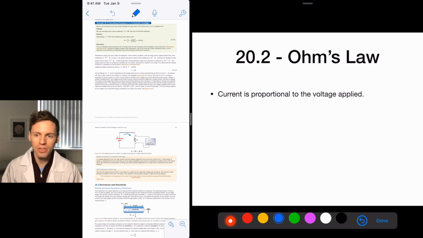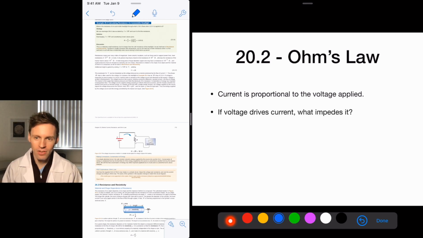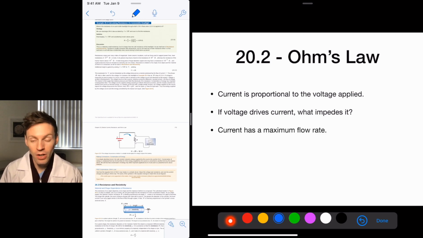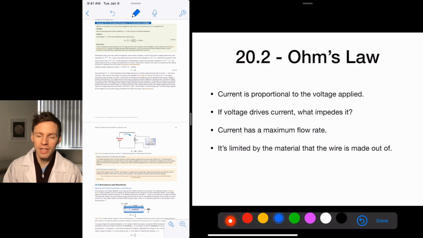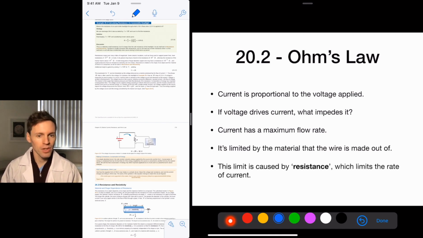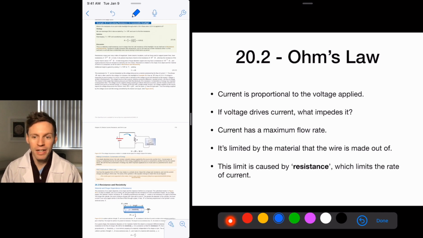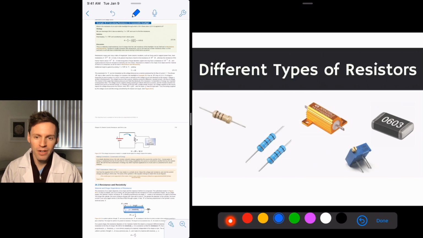Current is proportional to the voltage applied. If voltage drives current, what impedes it? Okay, so the more voltage we apply to something, the more current we can get, but why don't we just instantly get all the current? What stops it? Current has a maximum flow rate for a given voltage. It's basically limited by the material that the wire is made out of and the number of electrons that can move and how quickly they can move and what sort of barriers they have to jump around. This limit is caused by the inherent resistance of a wire, and it limits the rate of current.